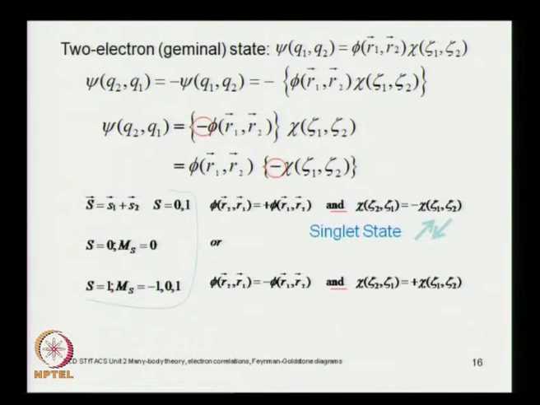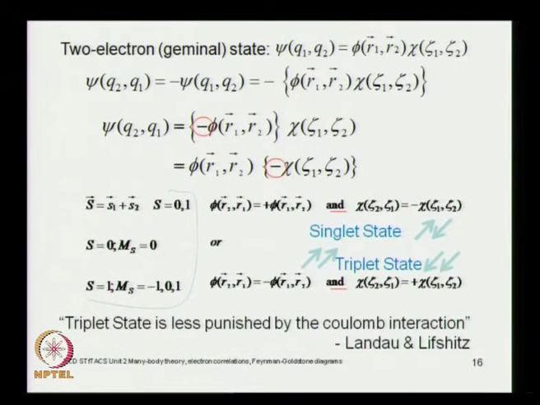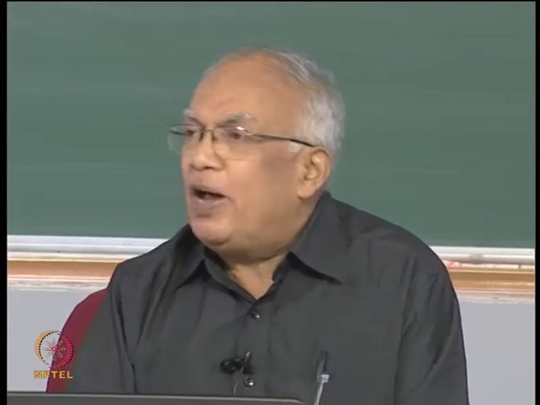At this, again, I will not spend any time discussing this. We have had a fairly extensive discussion in our previous course in atomic physics. So, you can certainly refer back to that, and I would just like to remind you that if you consider the diagonalization of the Coulomb interaction in this, you know that the triplet state is less punished, as Landau and Lifshitz call it. It has a lower energy than the singlet.